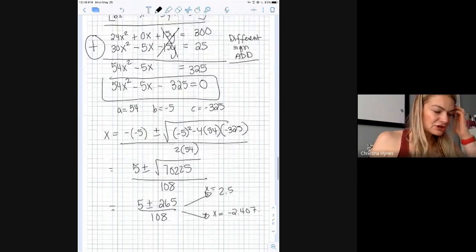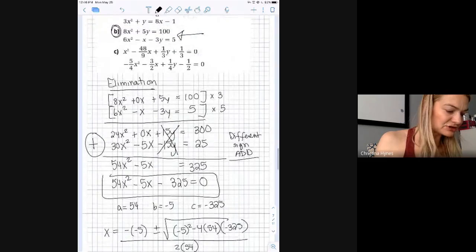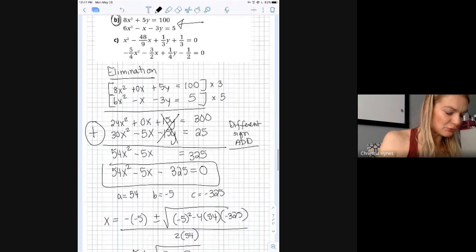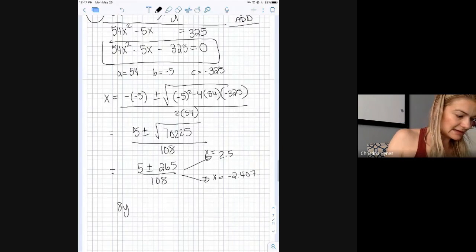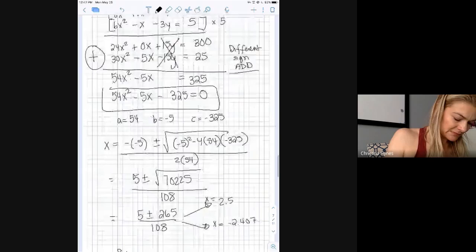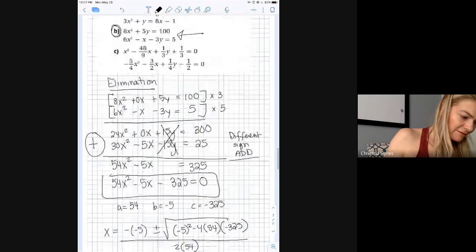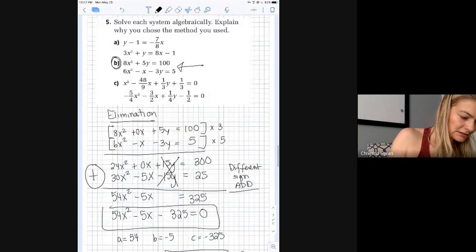Okay. So once you have your two x values, you're going to have to go back to the original question and then solve for y. So I like to always use the easier one, which is this guy right here. The first one is slightly easier to look at, so it should be 8x squared. Then we have plus 5y equals 100.